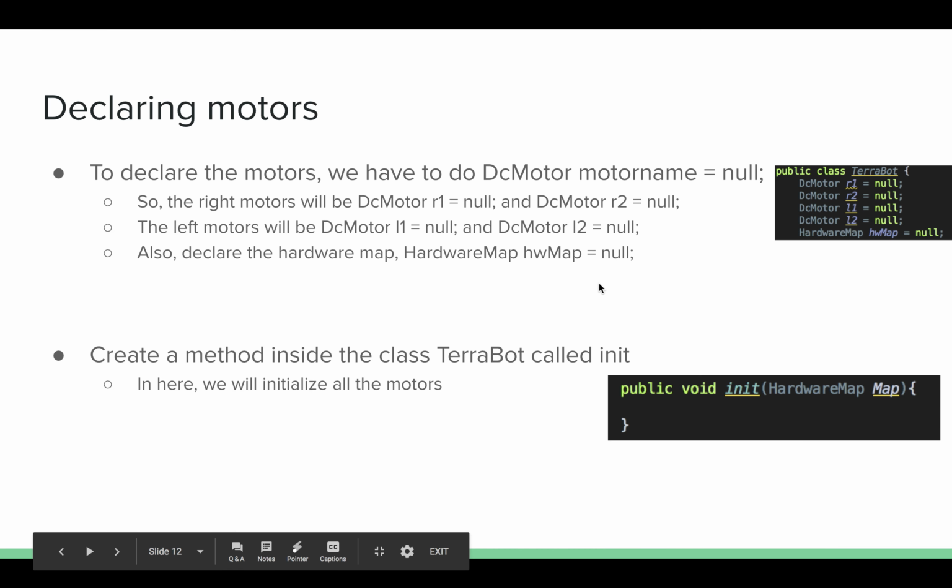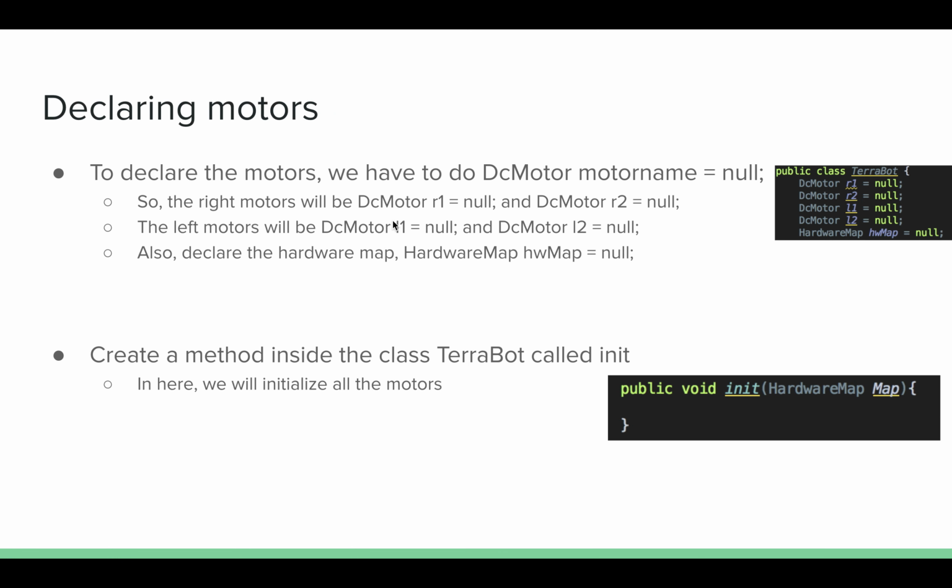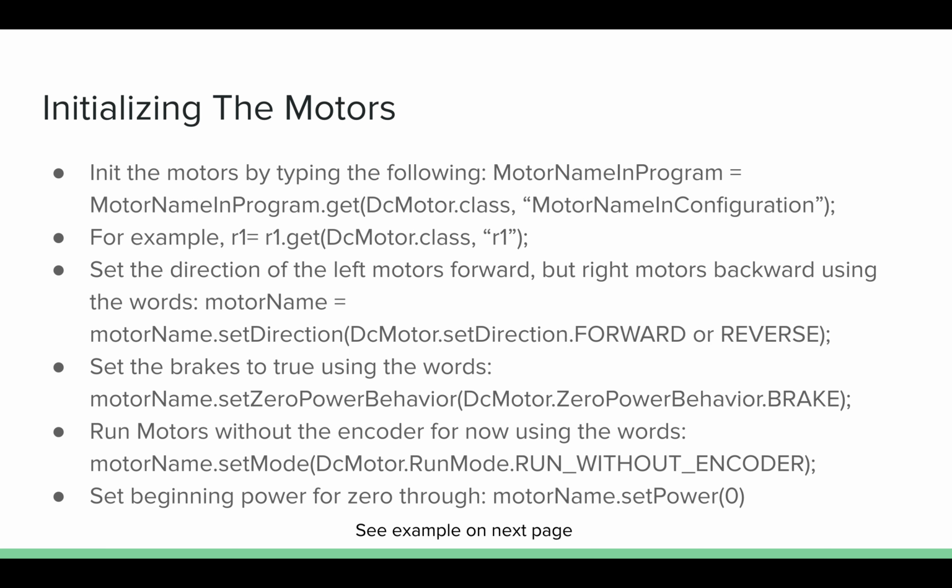Inside of your init, you can create a separate parameter. This will call the hardware map. So now let's say hardware map, and we'll put something inside of it later. In here, we can initialize all the motors. Now, you may be wondering, where can we initialize the motors?